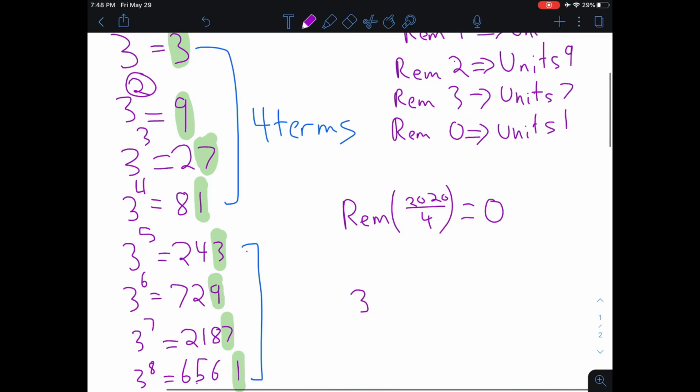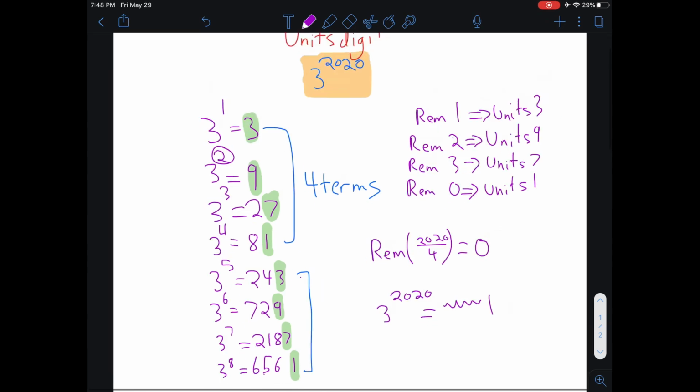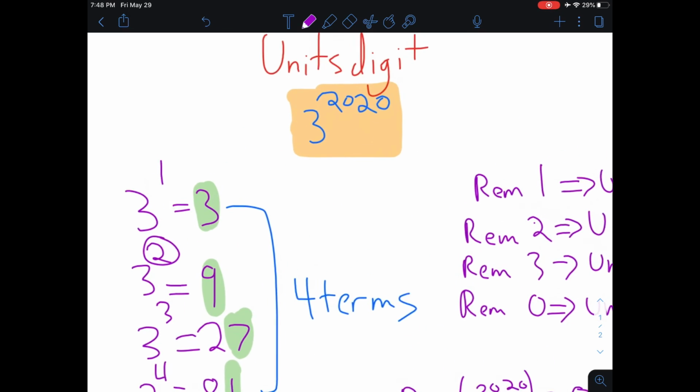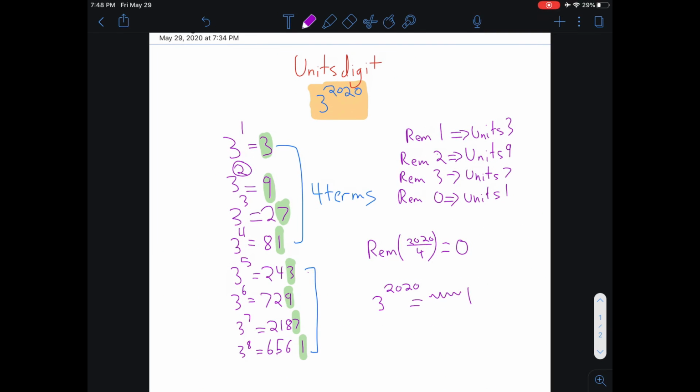Therefore, the units digit of 3 to the power of 2020 is just going to be 1, with some random other numbers in the middle over there. I hope you guys understood how we can find the units digit of 3 to the power of 2020, and maybe how we can apply this exact method to different bases and different exponents.